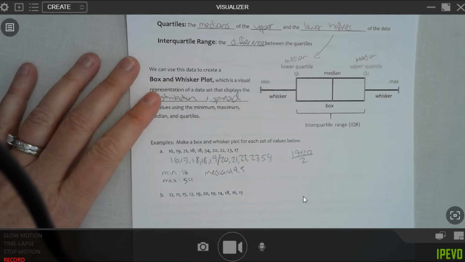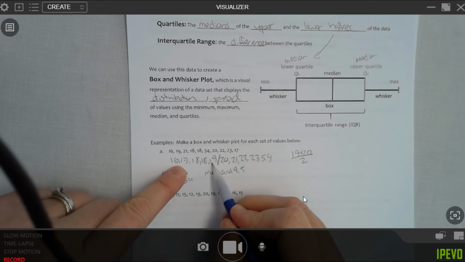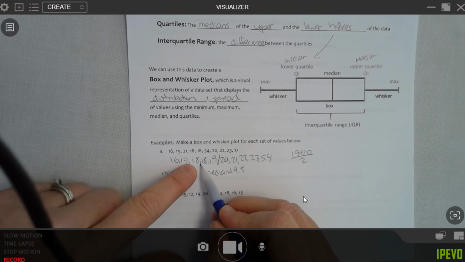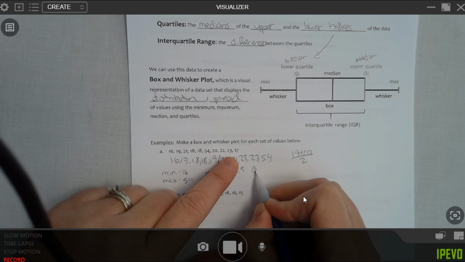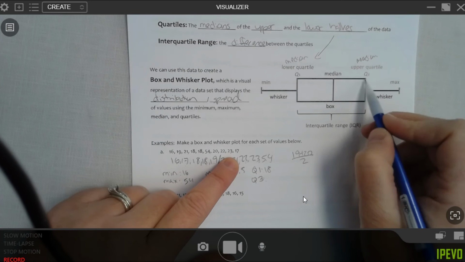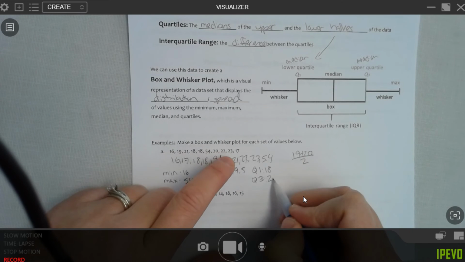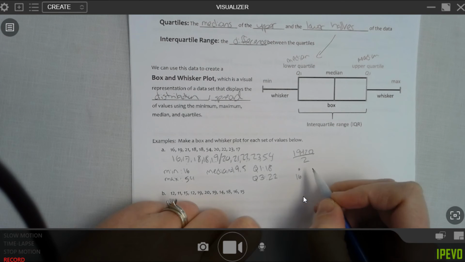So my median is 19.5. And then I'm going to cut the data exactly in half. So right here, I find the median of the lower half. The middle of this one is 18, and then the middle of this one is 22. So we call this Q1, which is 18, and Q3, that's the upper quartile up here, that median is 22. And then we just draw our box like this. So I'm going to put my lower number at 16.